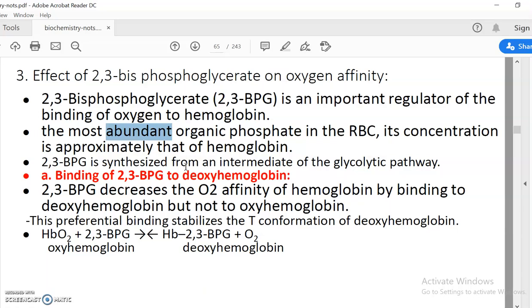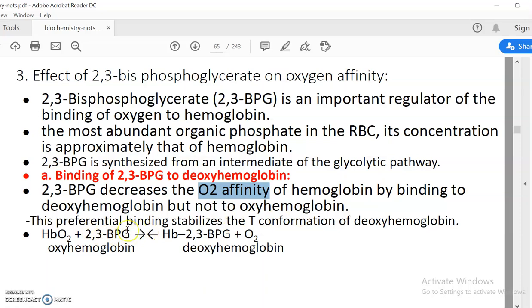Now, binding of 2,3-BPG to deoxyhemoglobin. 2,3-BPG decreases the oxygen affinity of hemoglobin by binding to deoxyhemoglobin, but not to oxyhemoglobin. As a conclusion, the effect of 2,3-BPG is to decrease the affinity for oxygen, therefore binding to deoxyhemoglobin, not to oxyhemoglobin.